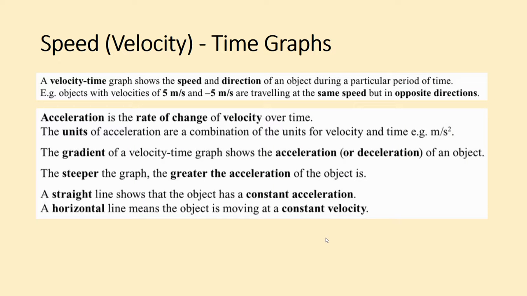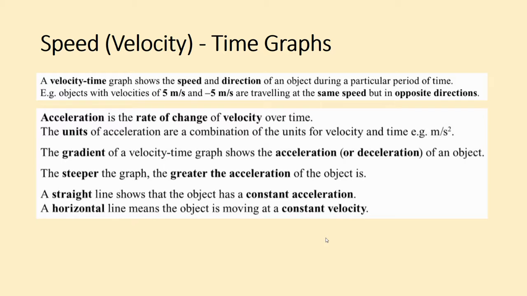Again, just a few more key bits of information. So a reminder that a velocity time graph shows speed and direction over a given period of time. It's key to be recognizing that 5 meters per second and negative 5 meters per second are the same speed, but therefore in opposite directions. As we said, acceleration is a rate of change of velocity over time. The most common units you'll see are meters per second squared, and again, you will have come across that in science. As we said, the gradient of a velocity time graph shows us acceleration and or deceleration of an object, so just recognizing the two there.